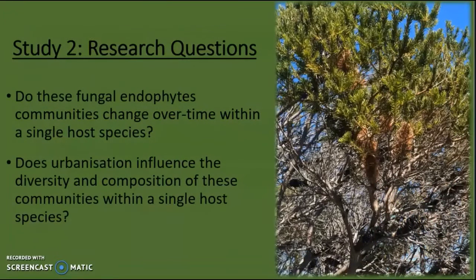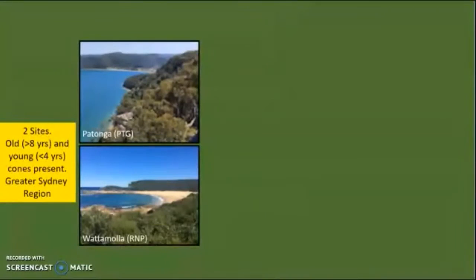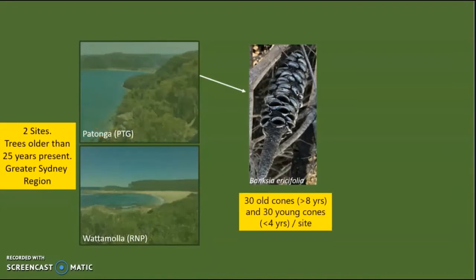We were then interested in furthering this knowledge by asking whether these microbial communities are influenced over time and space. Using a single host species, Banksia ericifolia, we investigated whether seed age and urbanization influence microbial diversity and composition. Firstly, we examined seed age and categorized the seeds into old, which were seeds that had been held in the seed canopy for over 8 years, versus young seed that have been held for less than 4 years. Seeds were collected from 2 national parks in the Greater Sydney region, which contain trees older than 25 years old based upon the last time since fire.